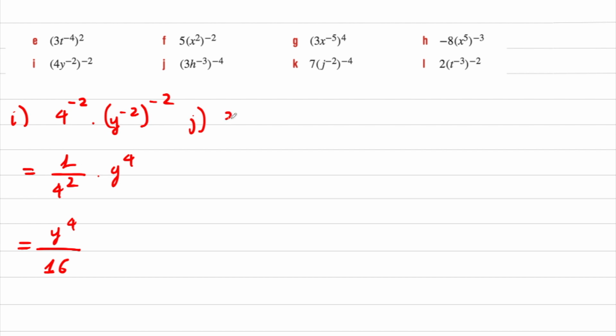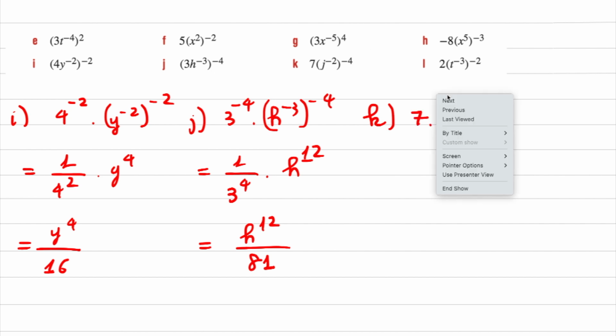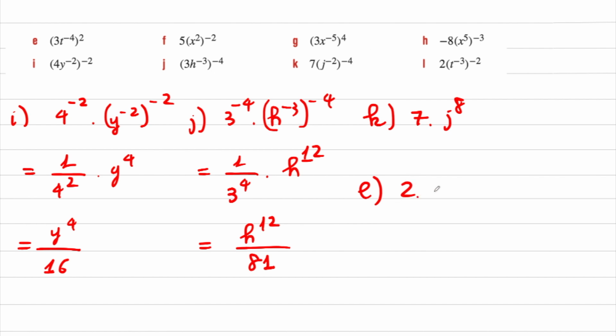Question J. 3 to the power of minus 4, 8 to the power of minus 3 times minus 4. 1 over 3 to the power of 4, and 8 will be 12 here, and then 8 to the power of 12 divided by 81. Question K. 7 times j to the power of minus 2 and minus 8. Minus 2 times minus 8 you've got here is 16 like this one. Okay, I finished question K here. Question L. 2 times t to the power of 6. Minus 3 times minus 2 equals 6, so I keep it unchanged like this one.